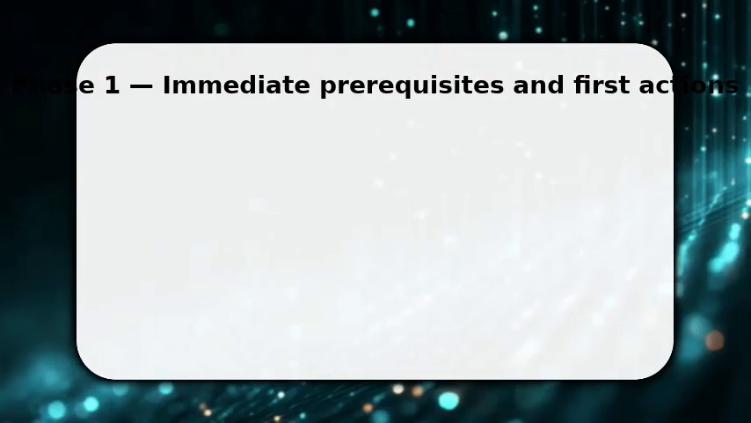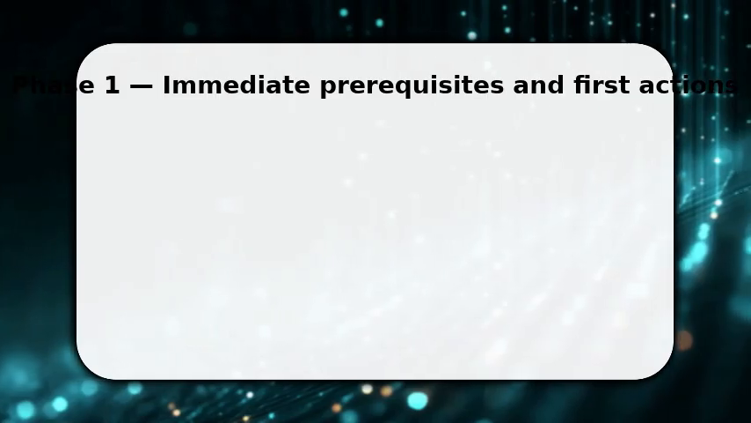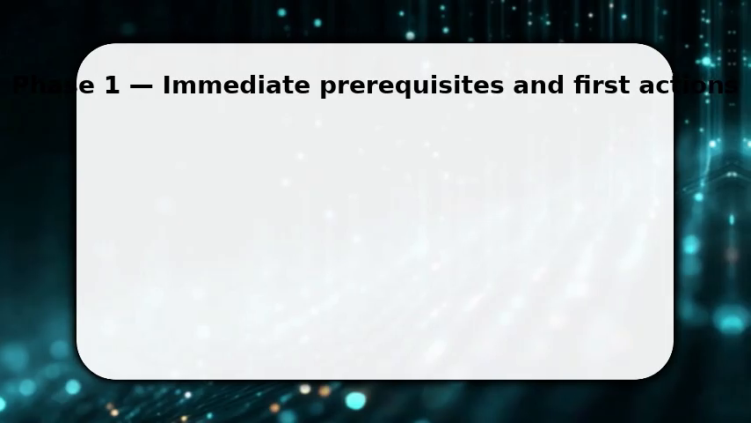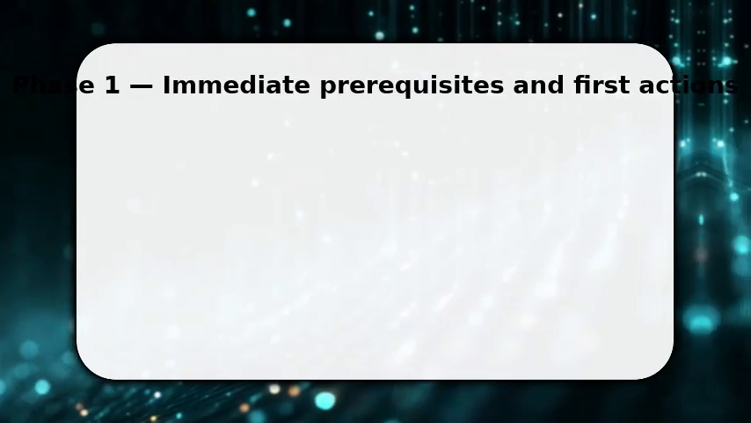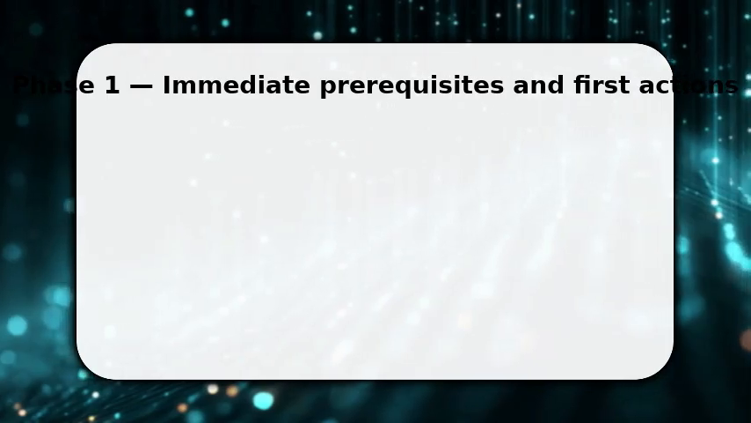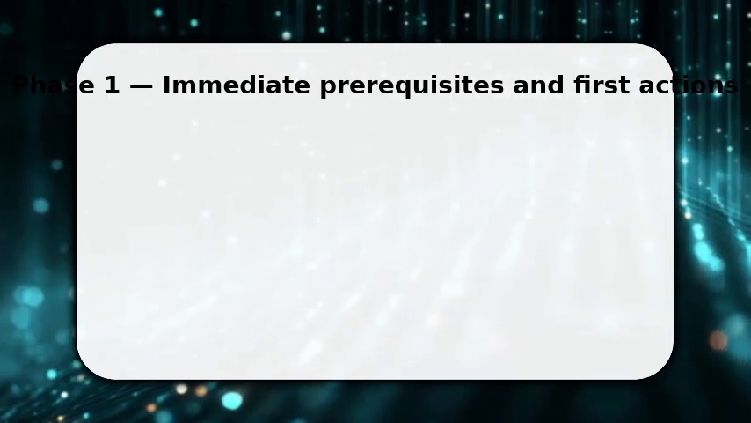You'll start by verifying essentials so the removal goes smoothly. First, check the phone model and OS. This determines the exact menu paths. Once done, charge to above 20% and connect to a stable Wi-Fi network so updates won't interrupt the process.